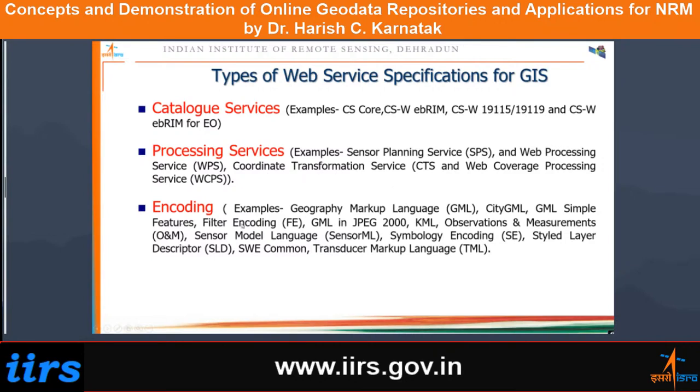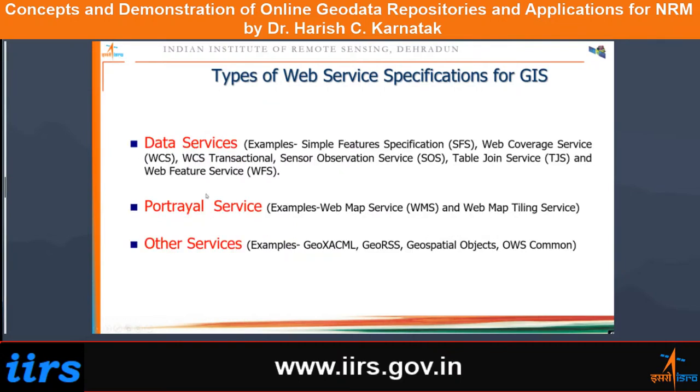For encoding, which is very important, especially for GIS users, for example, suppose you want to display your legend on the map, then you require some standard to define the legend. For this purpose, we have the Styled Layer Descriptor, or SLD. Similarly, for sensor model language, we have a standard. For JPEG 2000 and KML, you know that KML was a standard designed by Google, but today it is an open standard accepted by OGC, called Keyhole Markup Language, for 3D visualization in the Earth Engine environment.